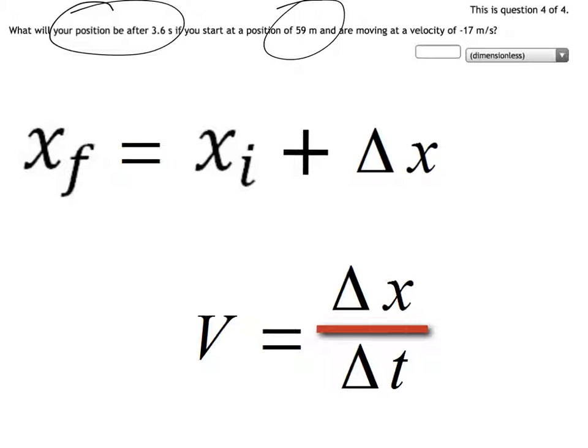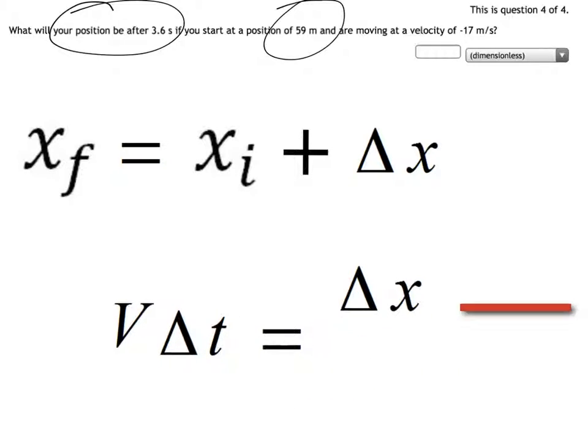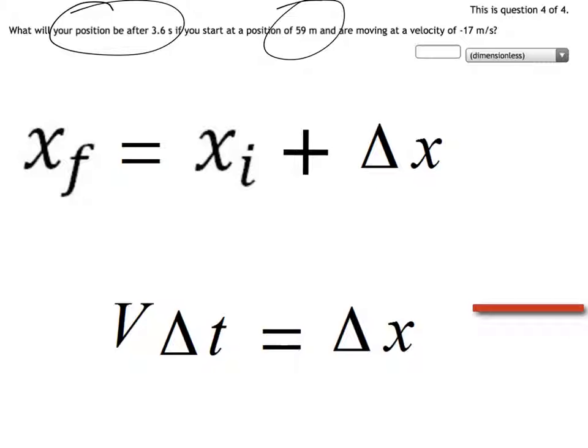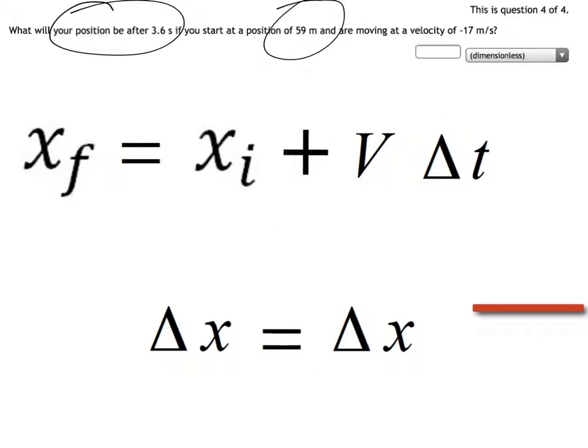Let's rearrange this guy down here to get displacement by itself. We've done this one time before. Multiply the time interval on both sides, and there it is. So now all we have to do is replace displacement with our new expression for displacement, velocity times time. Let's do that. And there you have it. So all we have to do now is plug in where we started, how fast we were going, and how long it took.